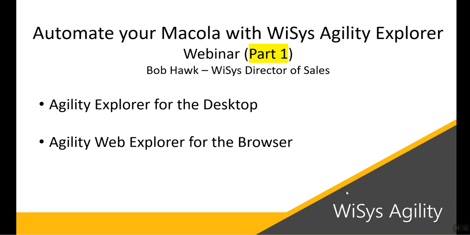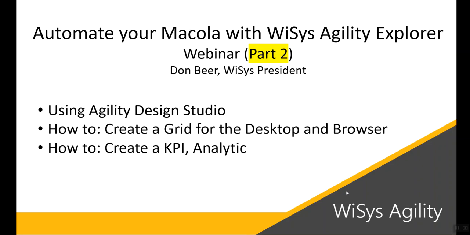We're going to take a look at Agility Explorer for the desktop and Agility Web Explorer for the browser. And then in the series part 2, Don Beer is going to open up and use the design tools and take a look at how we can create things for the desktop and the browser and publish them without doing any programming. We're also going to create some KPIs and analytics to show you how that can integrate with Macola also.